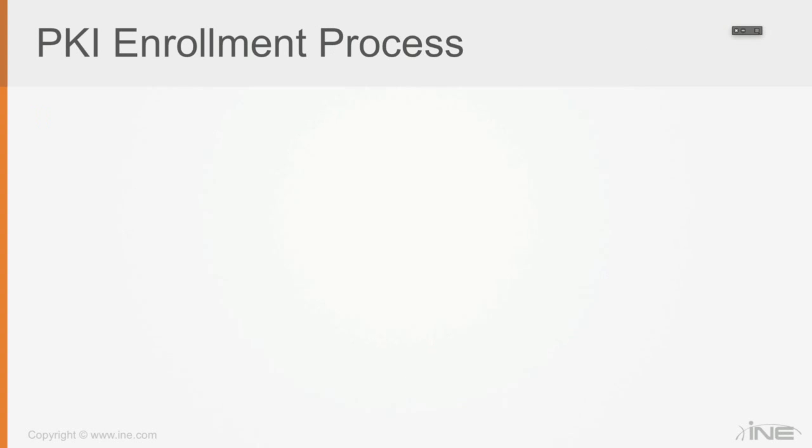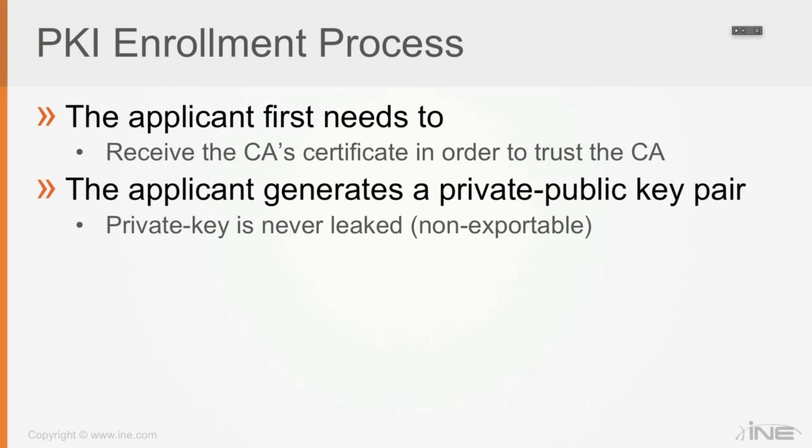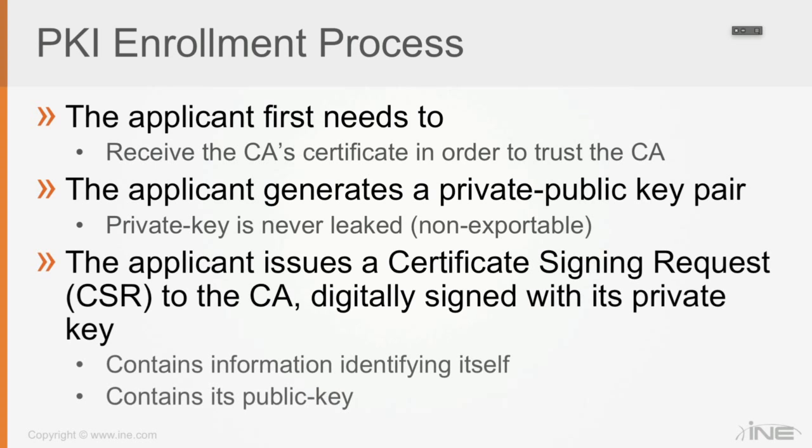Now, when the applicant enrolls with the CA, which means the applicant wants a certificate or a passport, of course, the applicant first needs to receive the CA certificate, to trust the CA. We saw that step. Then the applicant generates a private public key pair, and the private key is never leaked. That's the whole secrecy of this process of the private public key pair algorithms. And then the applicant generates a CSR, which is nothing else but its identity information and its public key. It puts those two things in a document, and it signs that document with its private key.